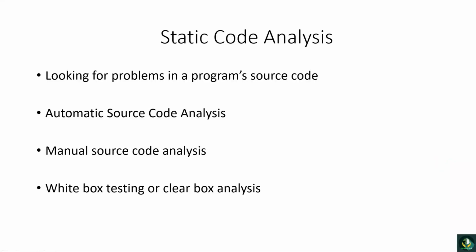Static code analysis is a fancy term for looking for problems in the software program source code. If you have access to the source code for a program, you can check it directly for security problems using source code vulnerability analysis tools or by using your eyes and brain together. These methods for discovering programming errors in security are known as white box testing or clear box analysis.